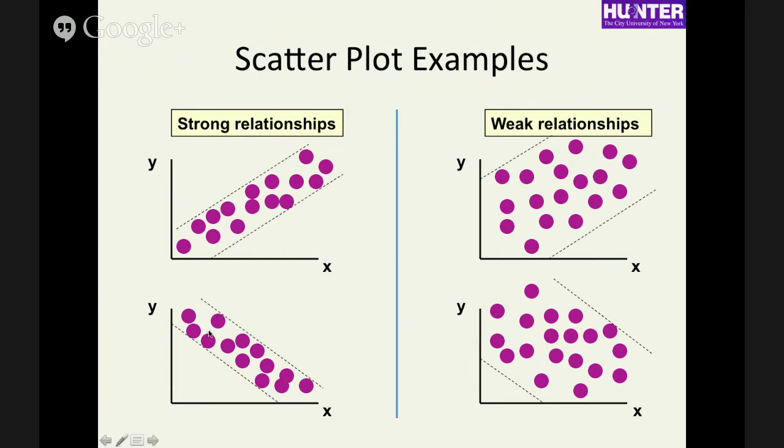So when you can draw a straight line and all of the points are contained fairly closely to that line, that's what we would call a very strong relationship between those two variables, in that they move very closely together. When the lines that you would have to draw to capture all of the points are further apart, like on the right here, that's a weaker relationship. Any questions so far? This all seem pretty thumbs up?